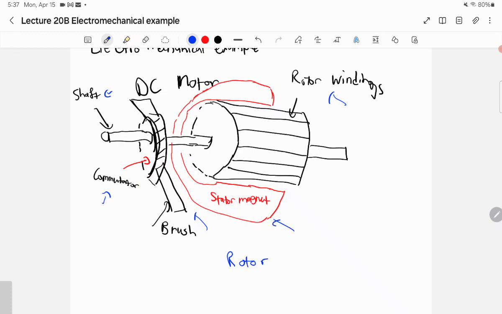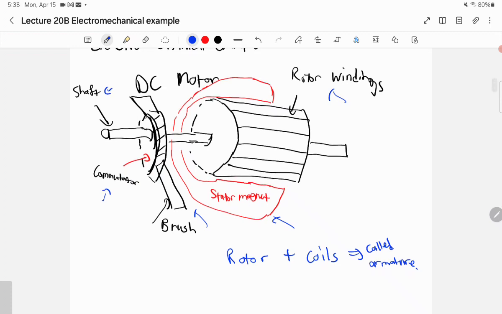And so the whole point of the magnet is to produce a uniform magnetic field over the top of the rotor. The rotor plus the coils that make up these windings here, the rotor plus the coils, is called the armature. Okay.